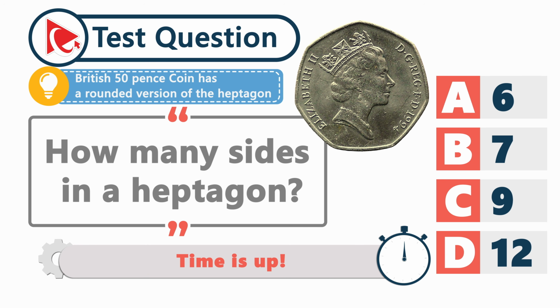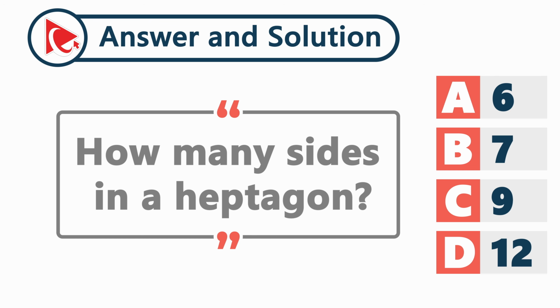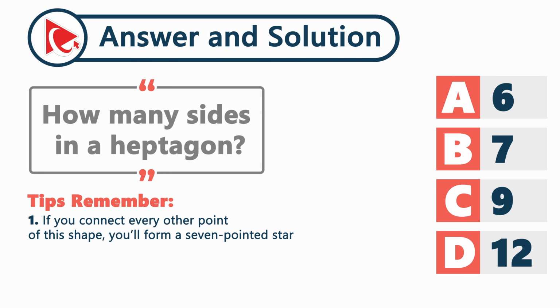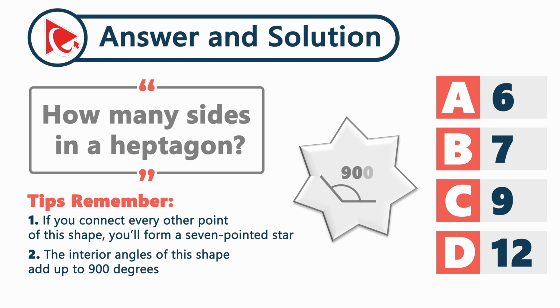Time's up. Do you have your answer ready? Here's some cool things about this shape to help you remember it for the rest of your life. Number 1 is that if you connect every other point in this shape, you will form a 7-pointed star. And then another cool thing about this shape is that the interior angles of this shape add up to 900 degrees. I think you've guessed it by now.